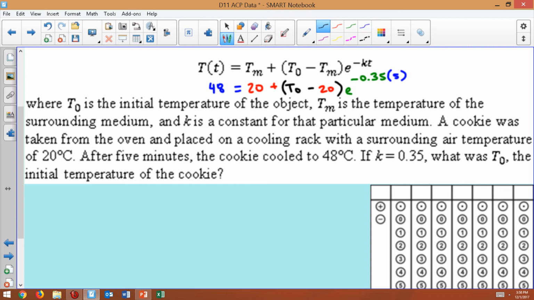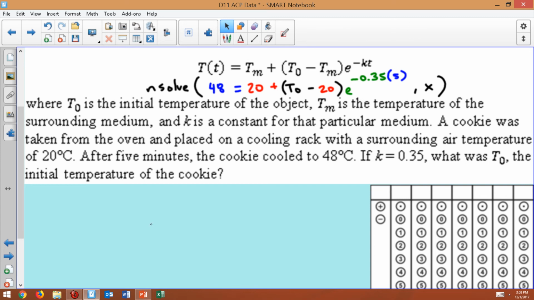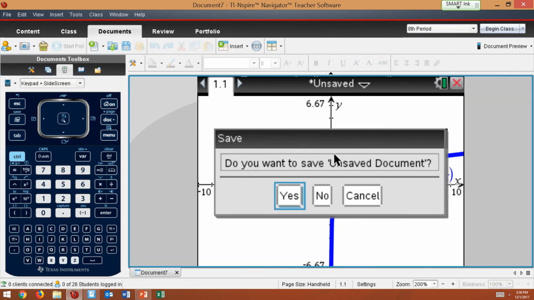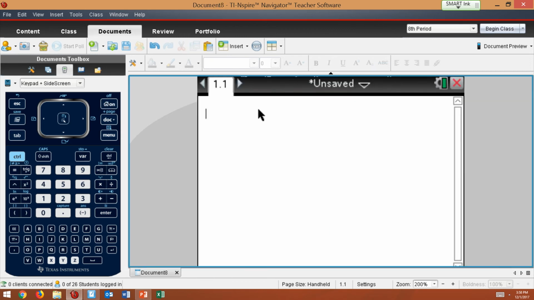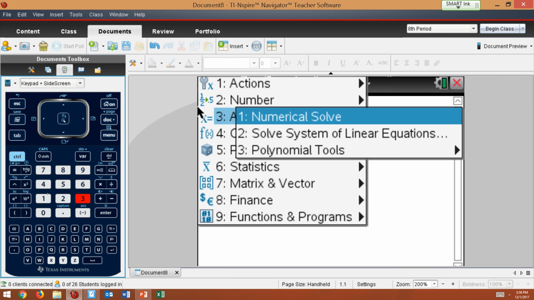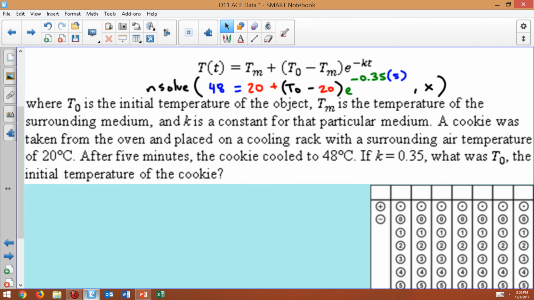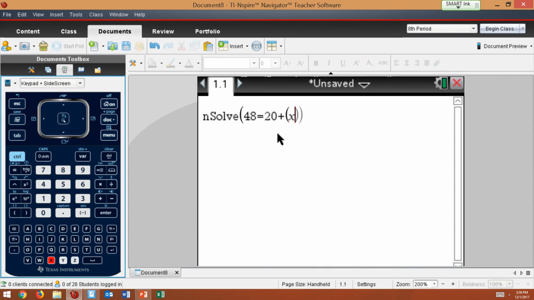So you could insolve this, which is probably the easiest way. I'm just going to write down insolve, comma, x, close your parentheses. Let's just go ahead and get the answer, and then I'll show you the algebra behind it. From a new document, add a calculator. You go to menu 3.1, which is menu, algebra, numerical solve, and then you type in the values. So the equation was 48 equals 20 plus parentheses. Now we don't know what T sub 0 is, so I'll put an X in that place.